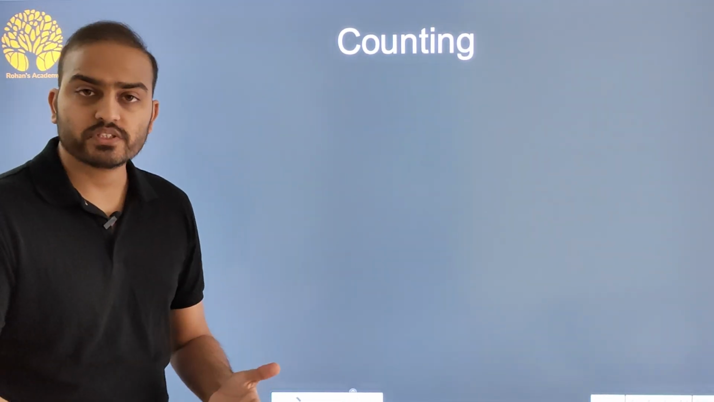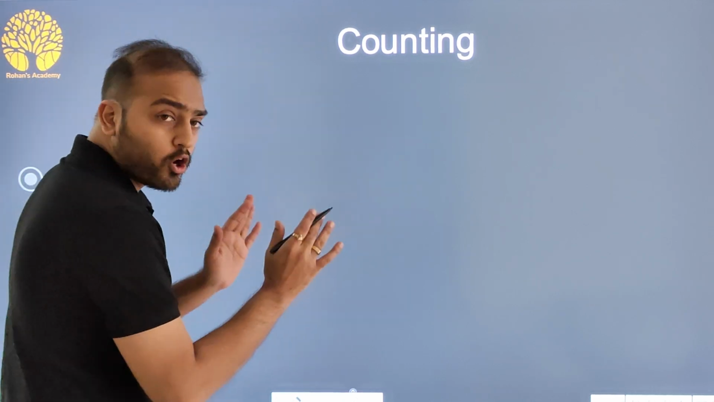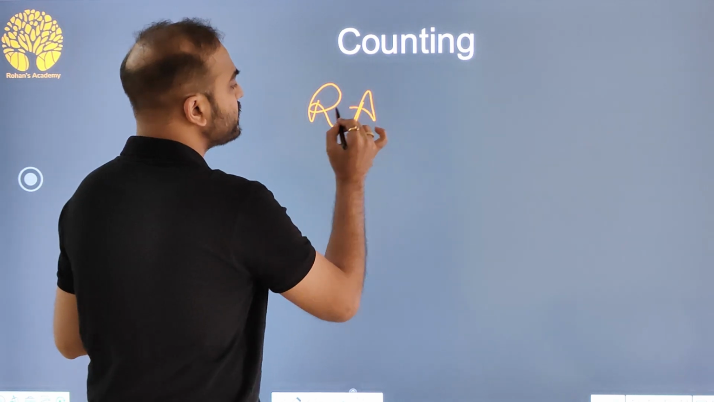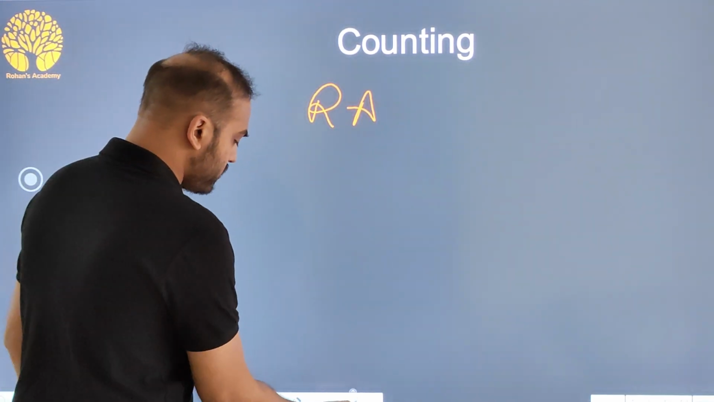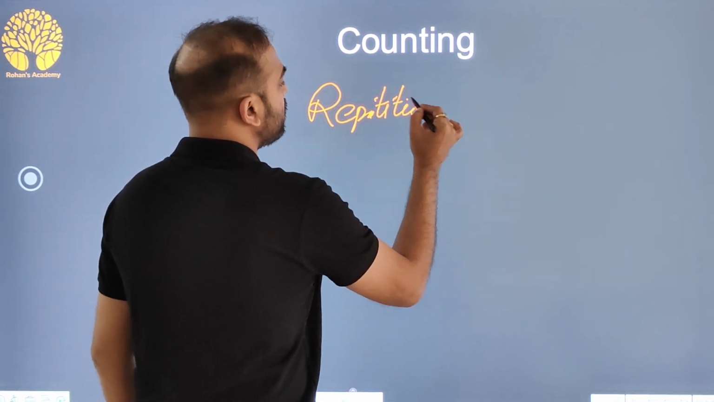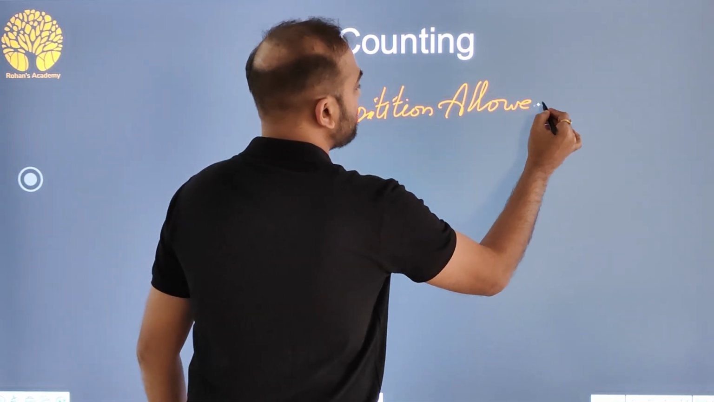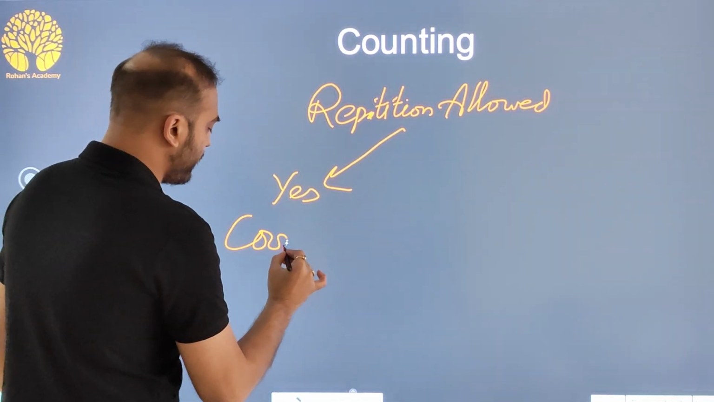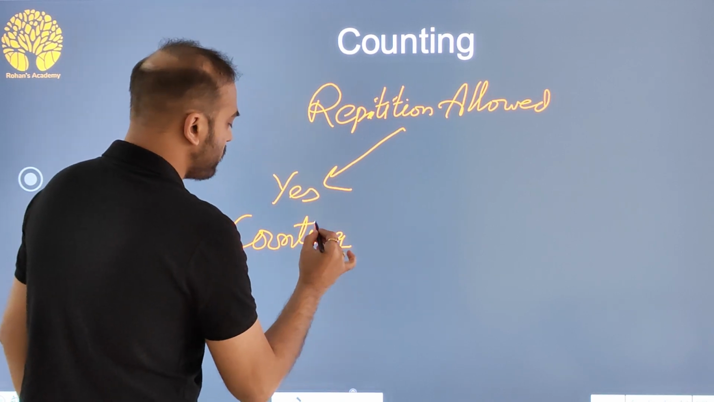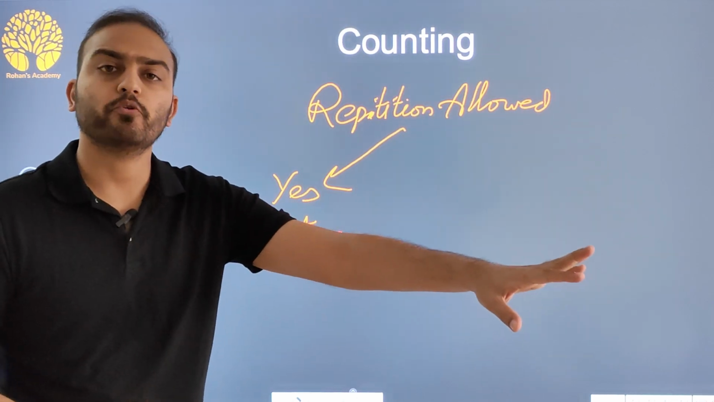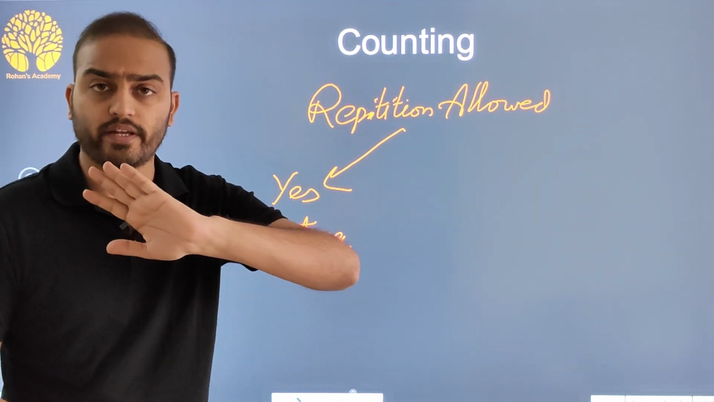Alright, so let's quickly recap what counting is and when we use it. Remember, in your mind, make this table. Question number 1: after reading the question, is repetition allowed or not? If the answer to that is yes, you will use counting. Don't think in terms of permutation and combination, think in terms of counting.